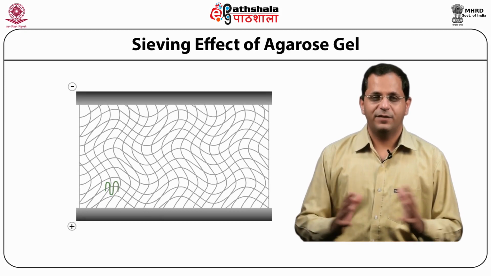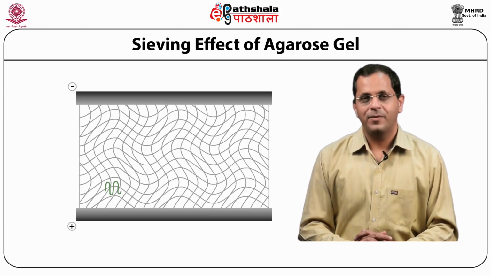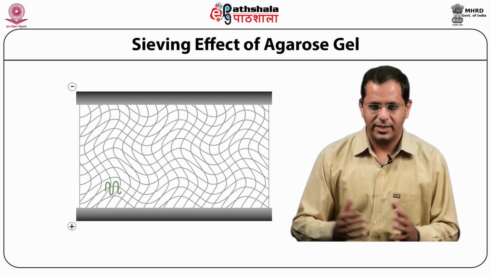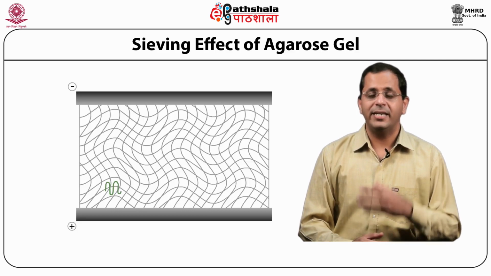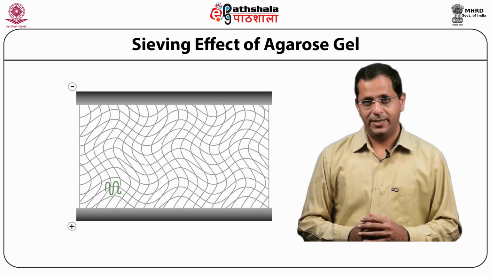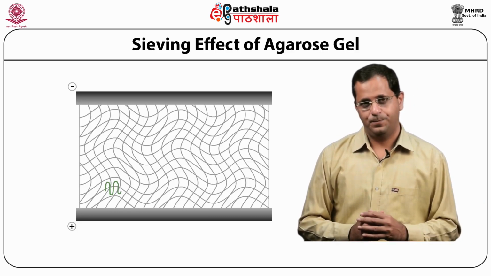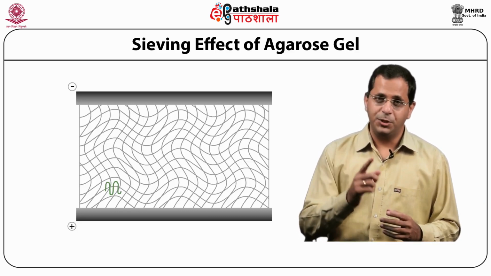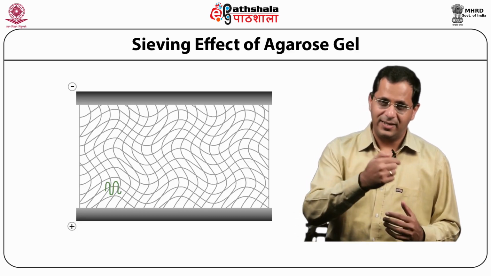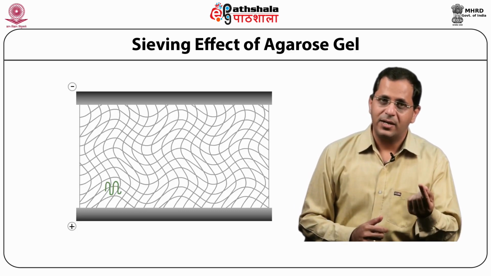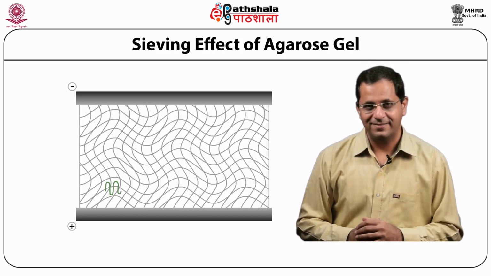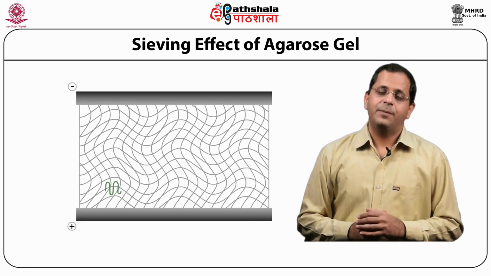What is the sieving effect of an agarose gel? So, imagine you have an agarose gel matrix in which electrophoresis is taking place, and you have run 3 DNA fragments: 100 base pair, 500 base pair, and 1000 base pair. Now, my question to you is, which is the DNA fragment that will travel the fastest from the negative end to the positive end? Do you have the answer? Now, let me help you out with this.